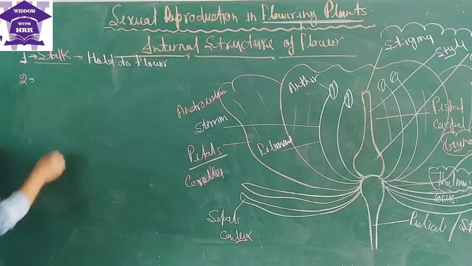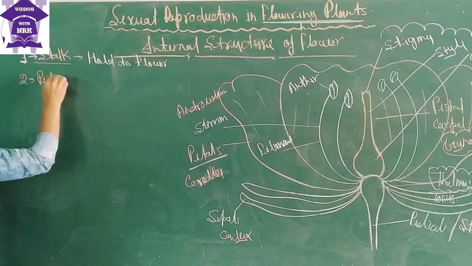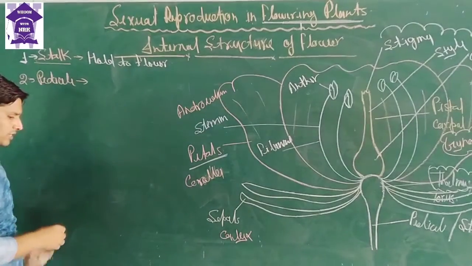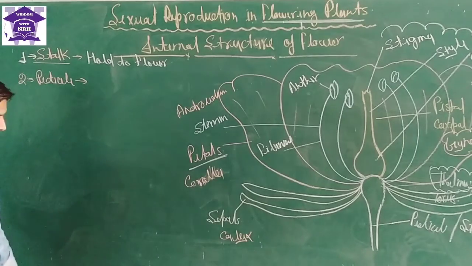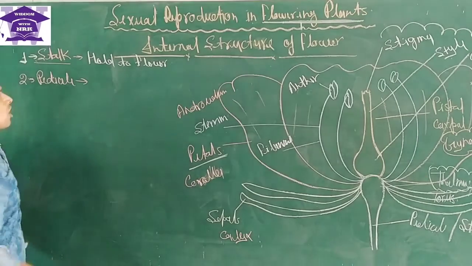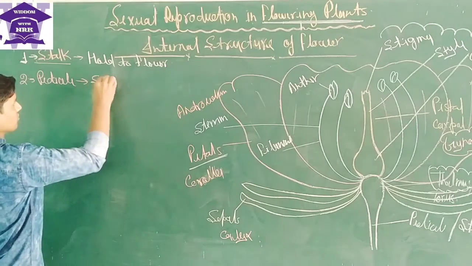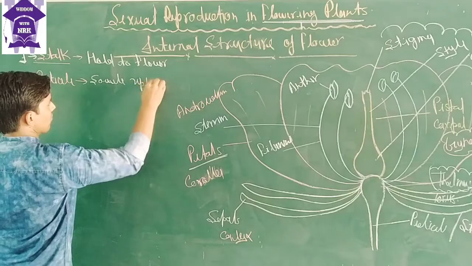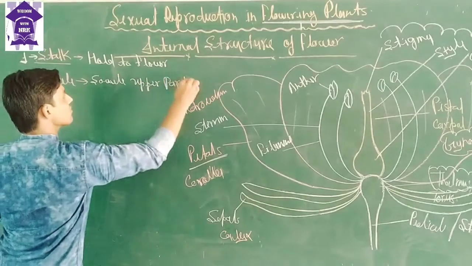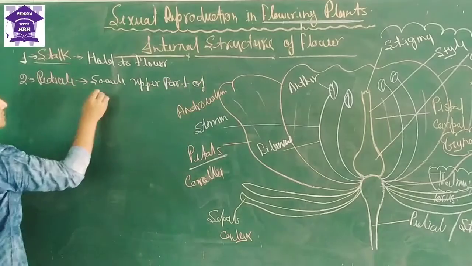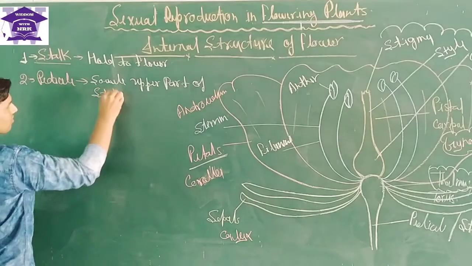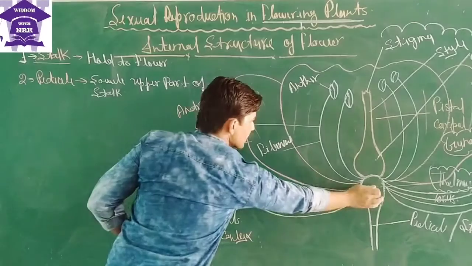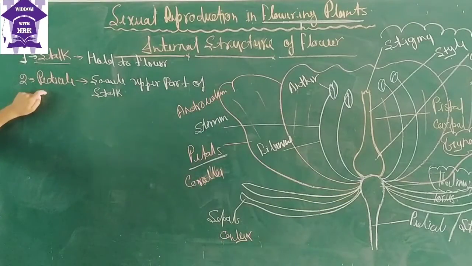Second structure is there, students, that is known as pedicel or torus. If we talk about the pedicel or torus, this is the swollen upper part of the stalk. जो स्टार के ऊपर वाला जो पार्ट है, this part, that is known as the pedicel.